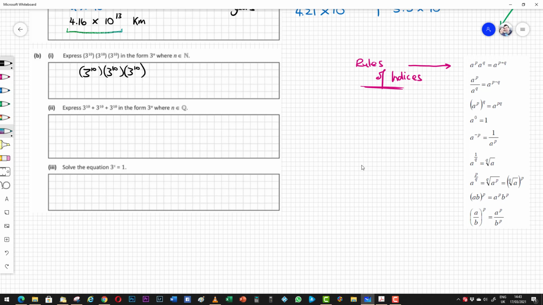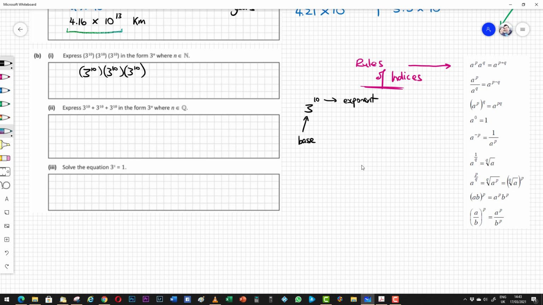So in this example, we have 3, which is called the base number, and then 10 is called the exponent. So they're just the names of those parts of the power. So 3 to the power of 10 is 3 by 3 by 3 by 3, multiplying 3 by itself 10 times. And then obviously you're going to multiply that by another 3 to the power of 10 and another 3 to the power of 10.